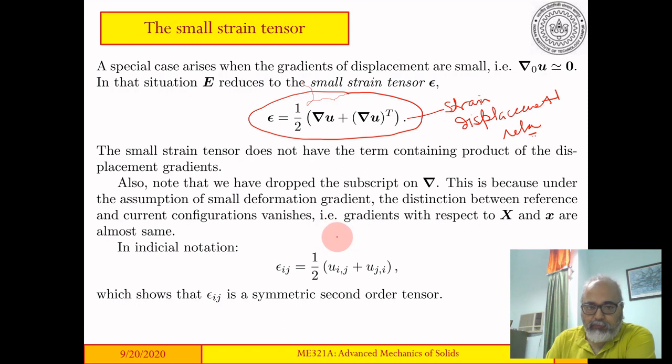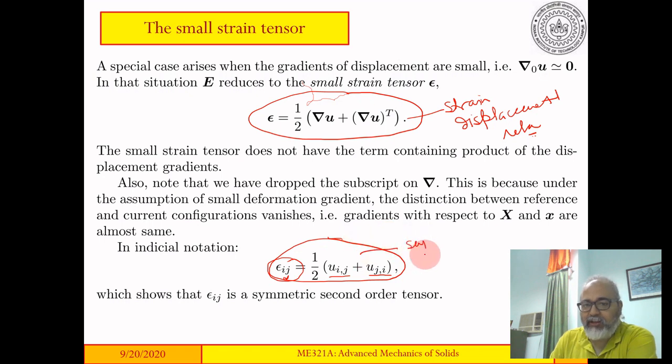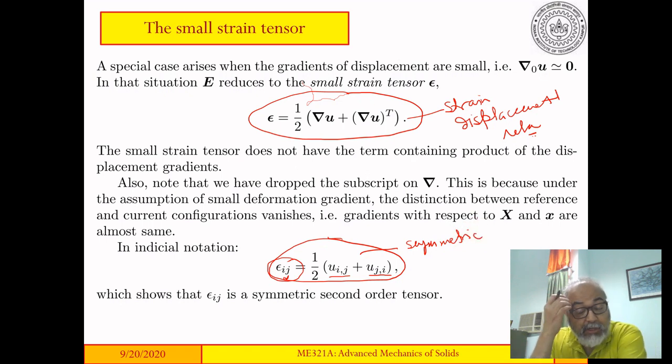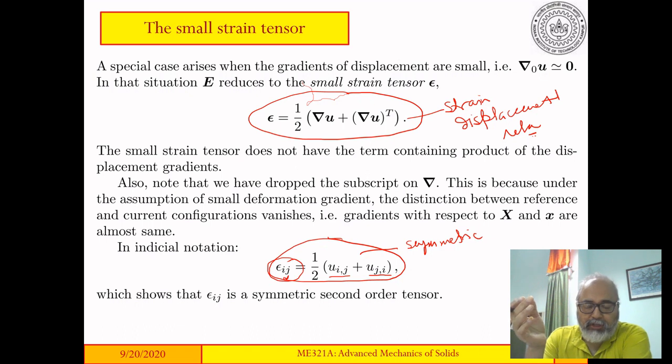In indicial notation, which we are going to use quite extensively, the strain displacement relation defines 9 components of the strain tensor. But from this relation we can easily figure out that if we switch i and j here, this becomes j comma i and this becomes i comma j, therefore epsilon ij is symmetric. So this is a symmetric tensor which has 6 independent components and can be written as a symmetric 3 cross 3 matrix.